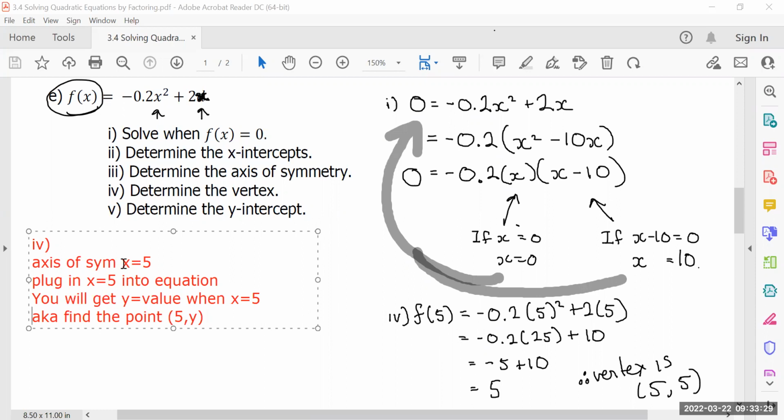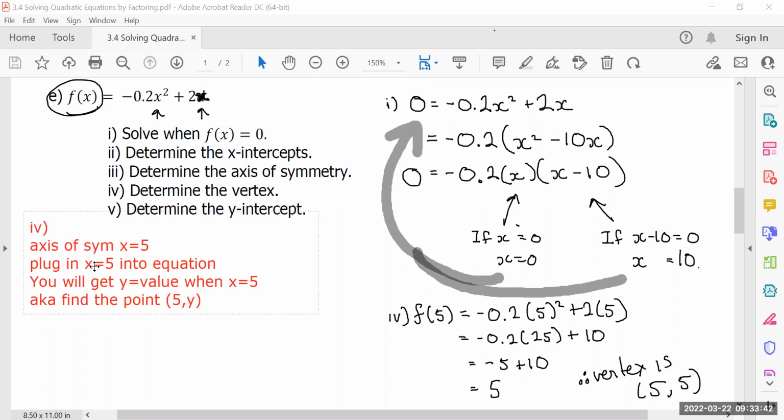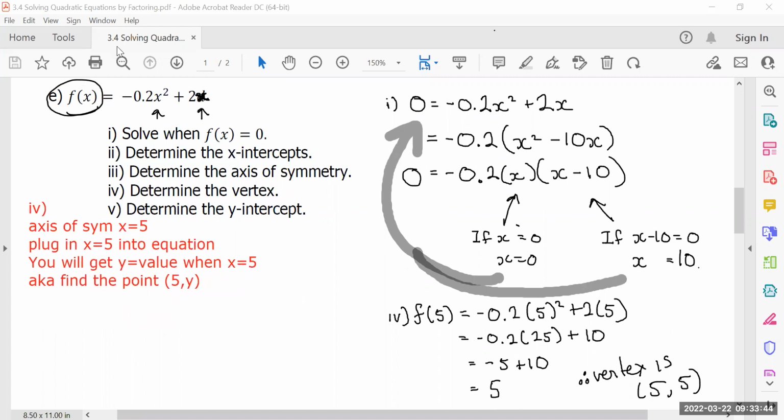Once you find the axis of symmetry, which was x equals 5, plug in that 5, and it just so happens, coincidentally, the y value was also 5, but it's not always the case. Last bit, particularly for your assignment, that will help.